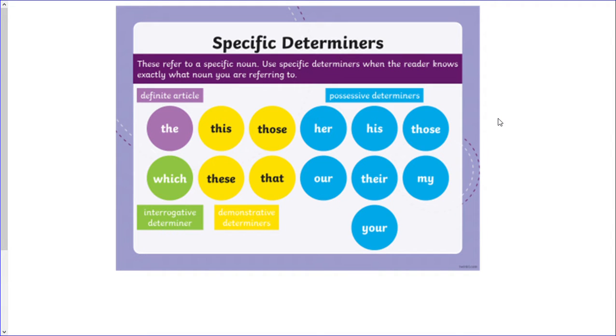So specific determiners then. If you're talking about something specific, you would use the. Okay, you could have the, this, those, which, these, that. Okay, her, his, those. They are specific to what you are talking about. For example, if you were talking about the Eiffel Tower, you wouldn't say an Eiffel Tower, because there's only one. It's the Eiffel Tower, the Empire State Building. Okay, so you use the word the if it is for something that is specific.